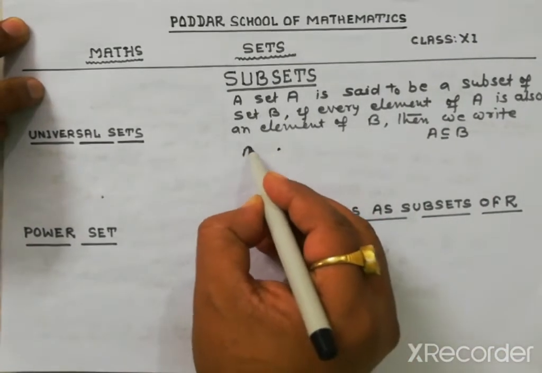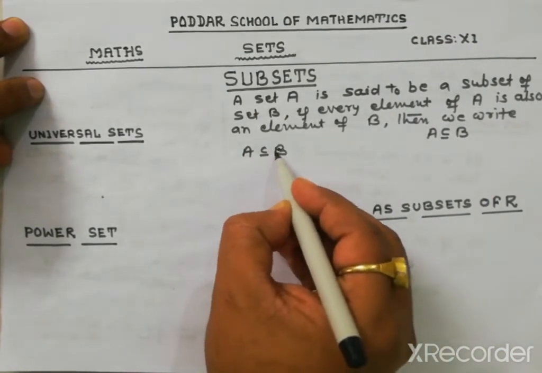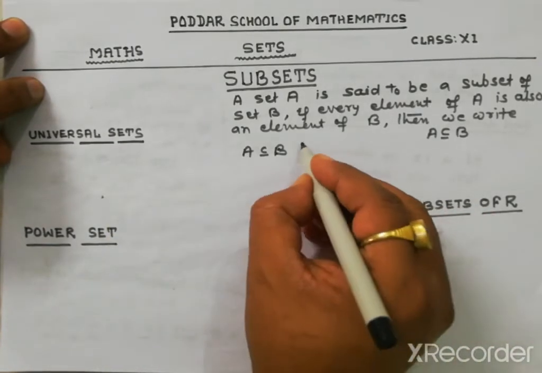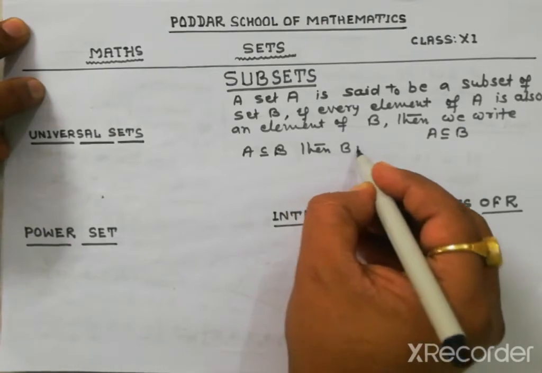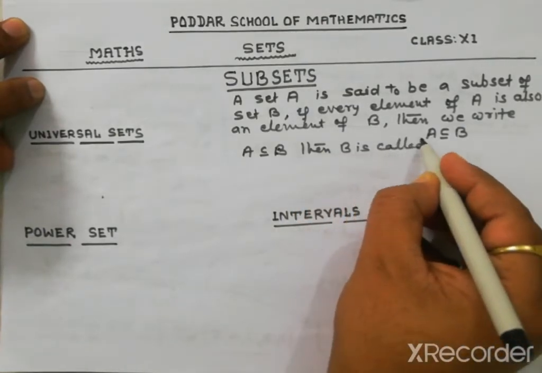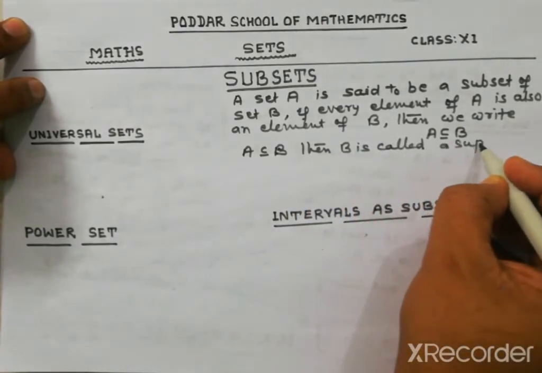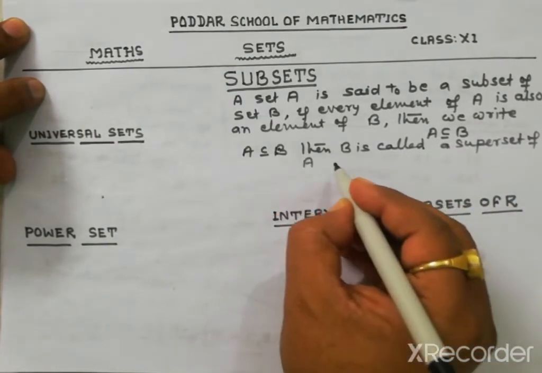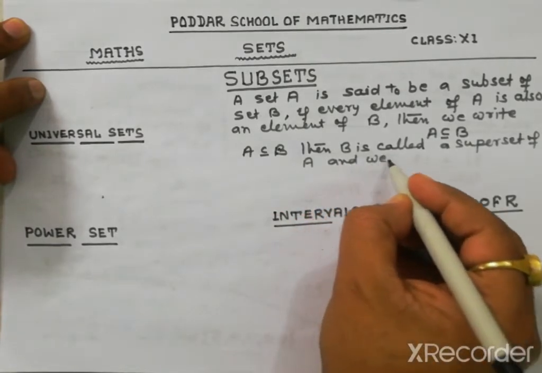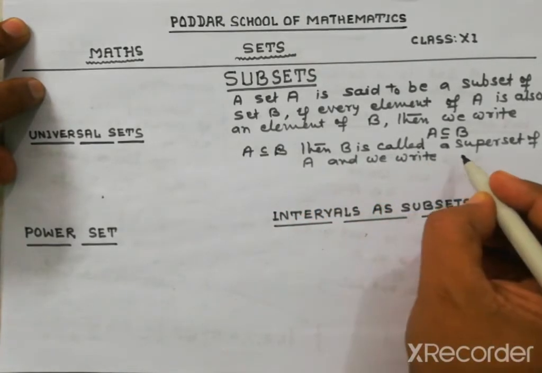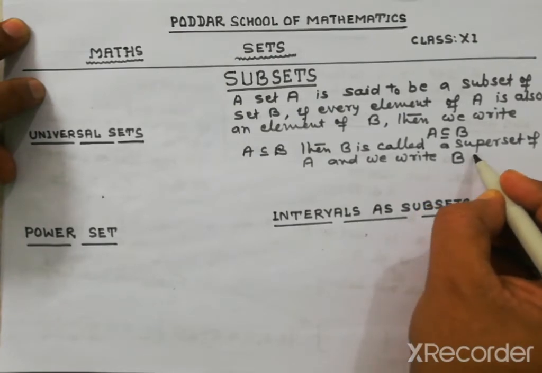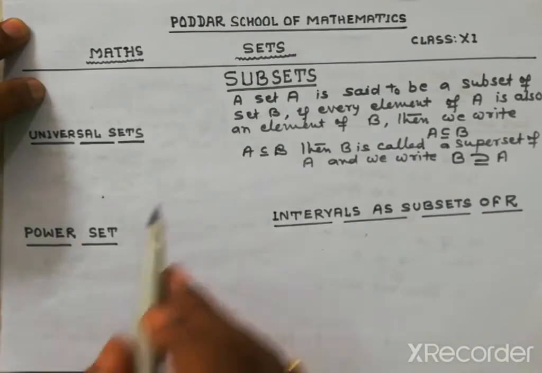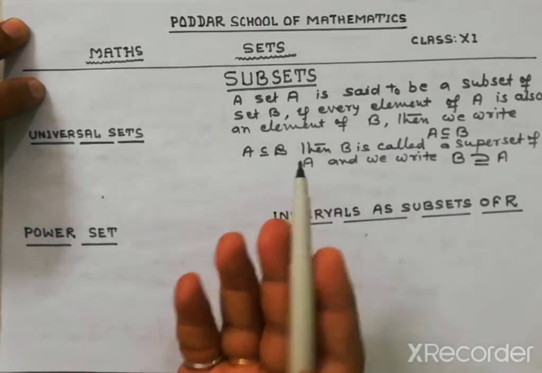If A is a subset of B, then B is called a superset of A, and we write B is a superset of A like this. If A is a subset of B, then B is known as the superset of A.